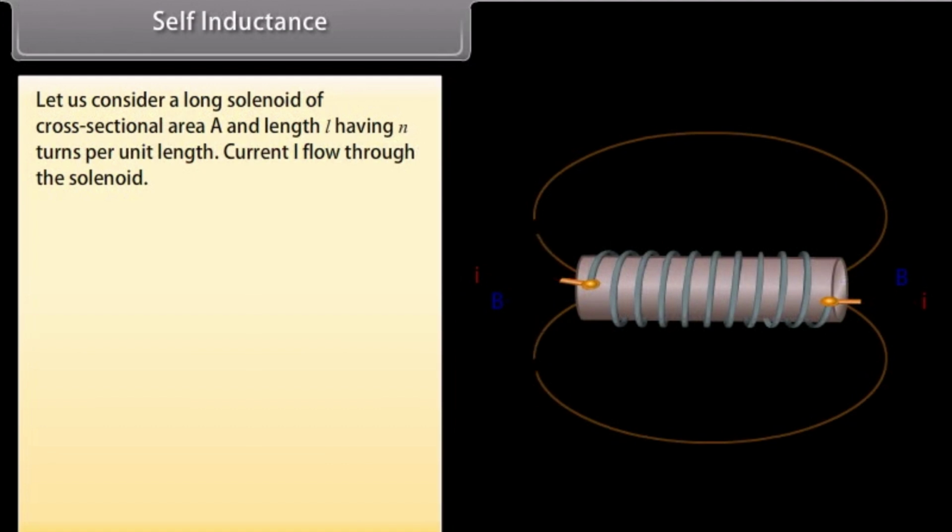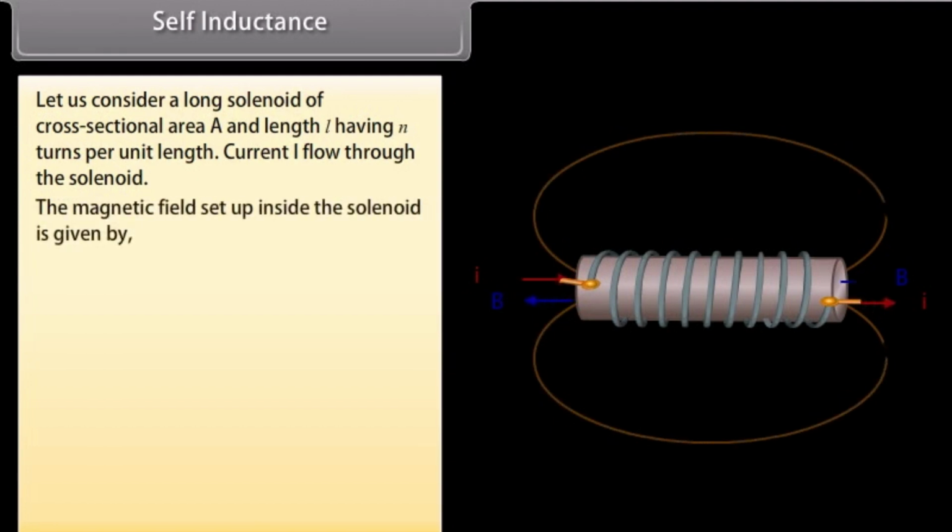Let us consider a long solenoid of cross-sectional area A and length L, having n turns per unit length. Current I flows through the solenoid. The magnetic field set up inside the solenoid is given by the product of mu naught, n and I.